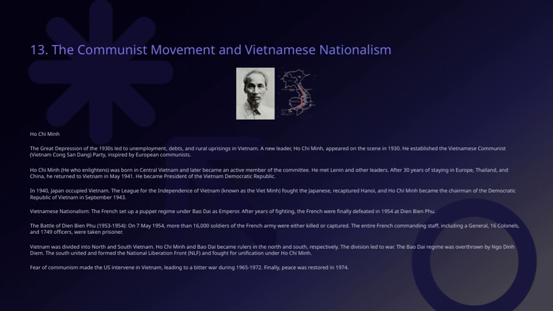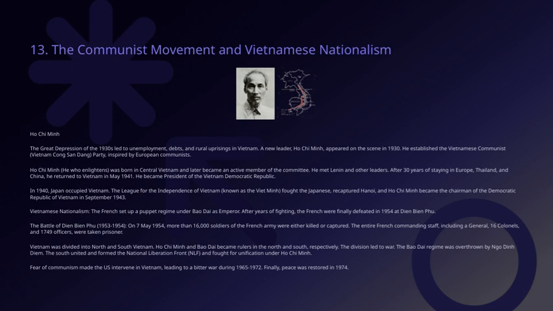The South eventually united to form the National Liberation Front, or NLF, which fought for unification under Ho Chi Minh's leadership. One of the key moments in Vietnam's fight for independence was the Battle of Dien Bien Phu in 1954. Over 16,000 French soldiers were either killed or captured during that battle. The French command staff, including a general, 16 colonels, and nearly 1,750 officers, were taken prisoner. This defeat marked the end of French colonial rule in Vietnam.